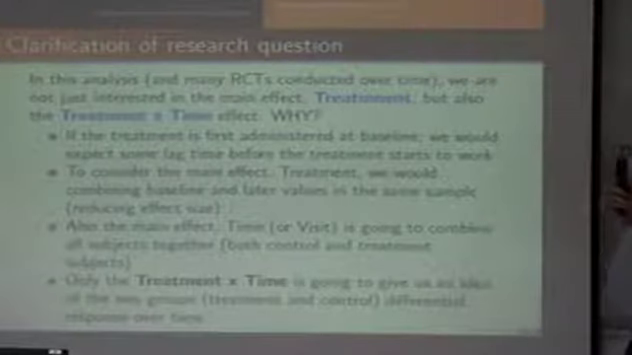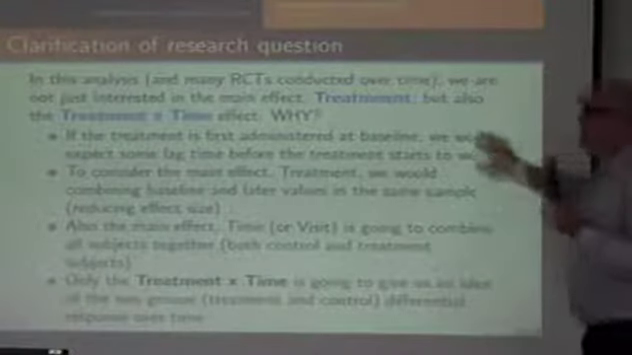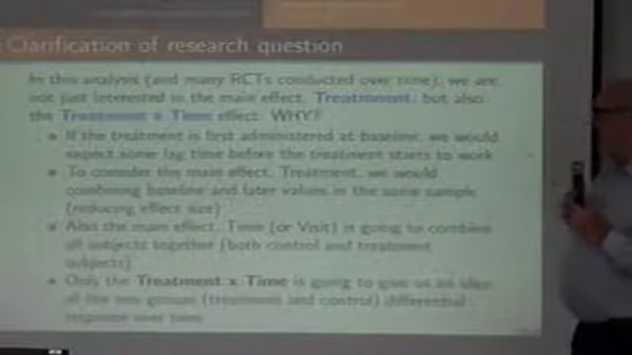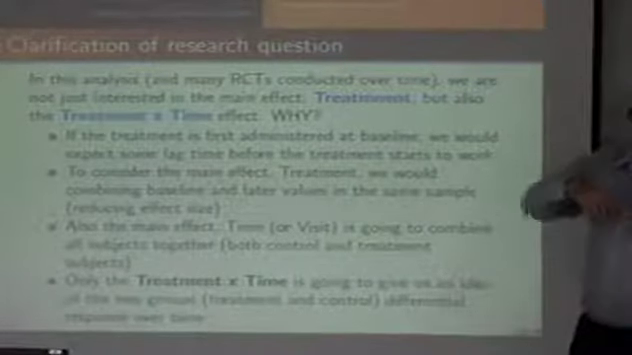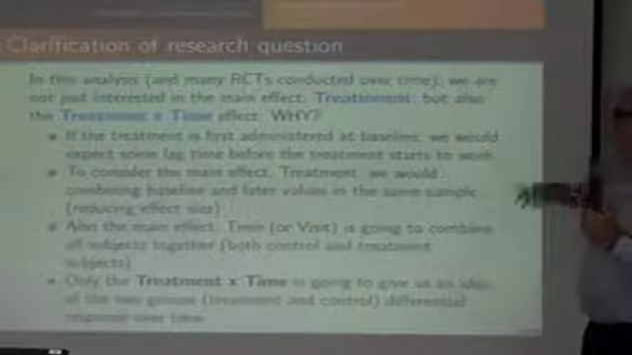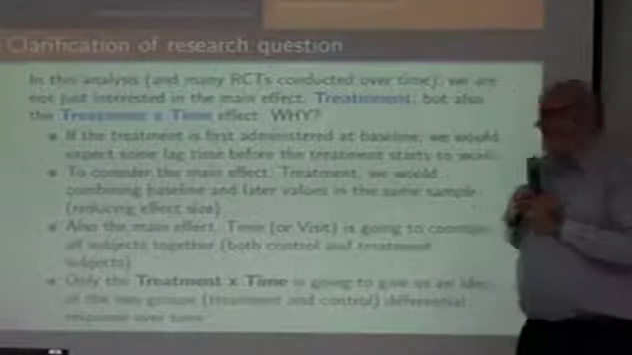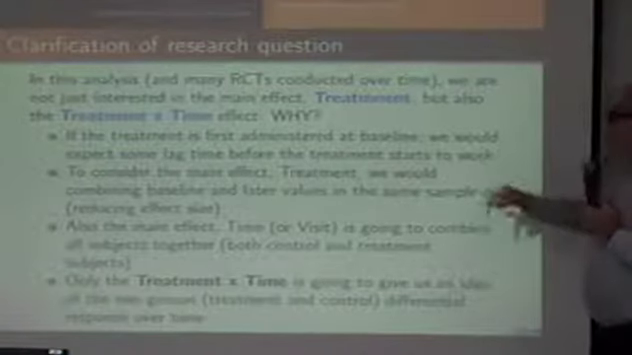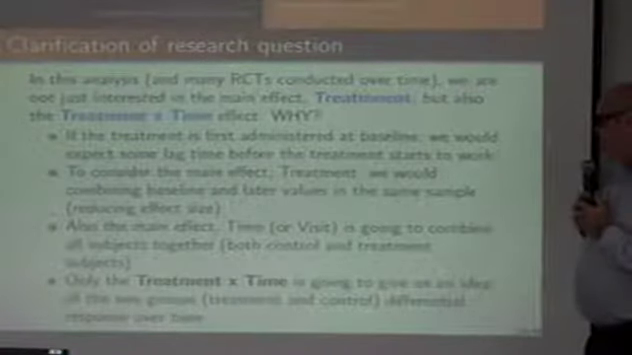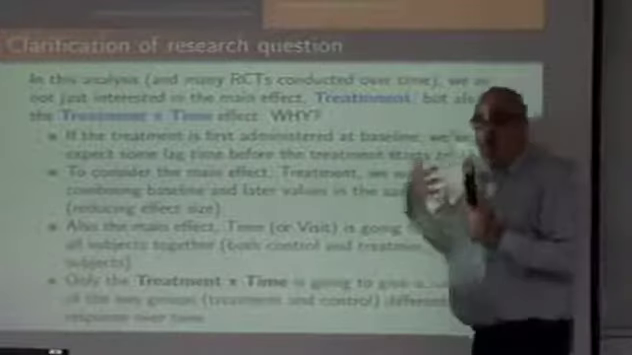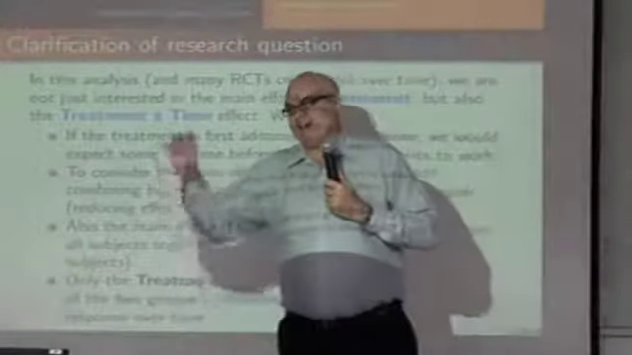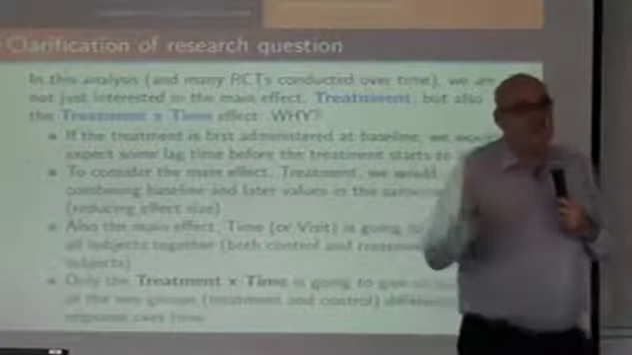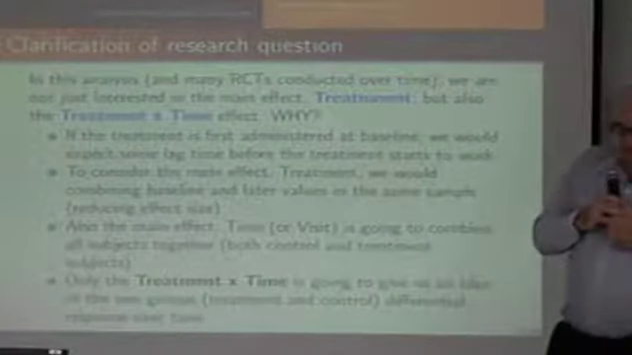So if the treatment is first administered at baseline, we'd expect some sort of lag time before the treatment starts to kick in. And that's going to weaken the effect size if we just throw it into the overall main effect for treatment. So only the treatment by time is going to give us an idea of the 2 groups, or of course post hoc tests conducted at the later times. We could do that too. But that's still the treatment by time effect anyway.